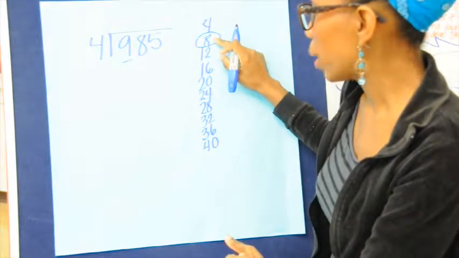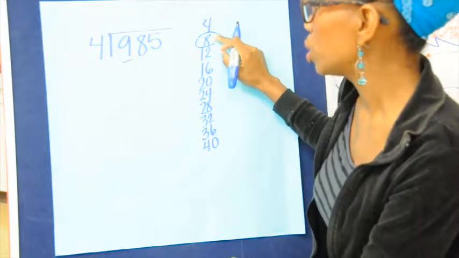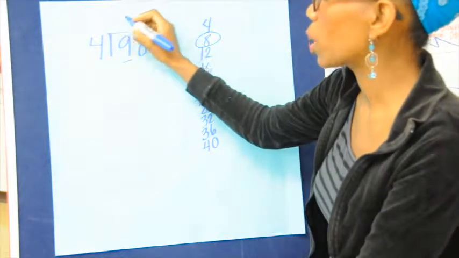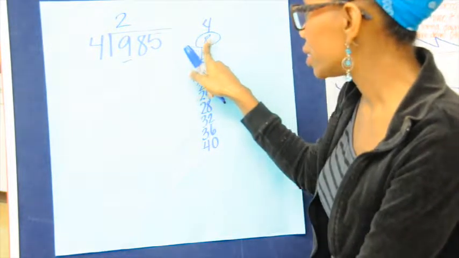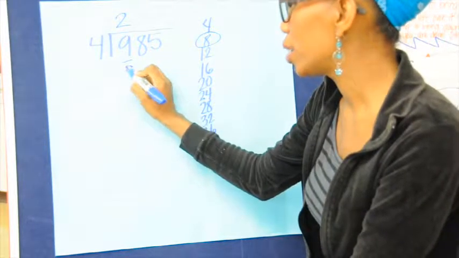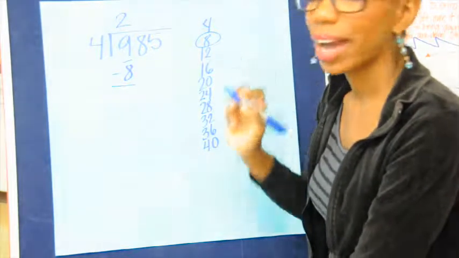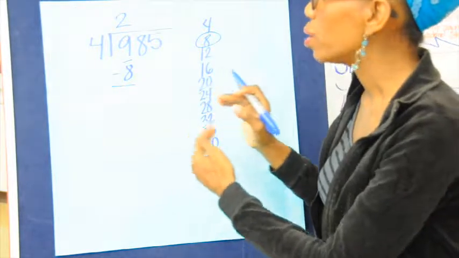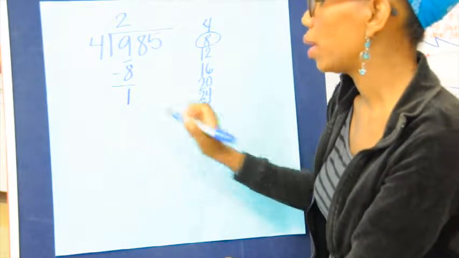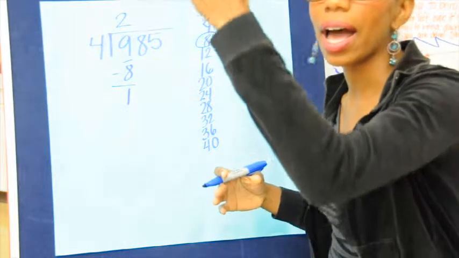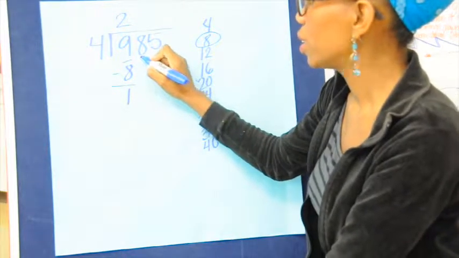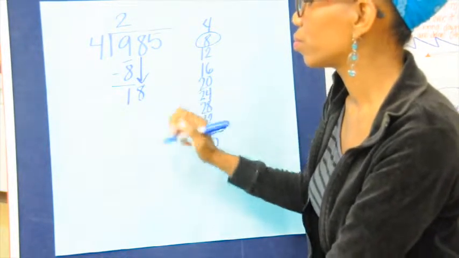So, how do I get to 8? 4 times 2. So it's the 1, 2. It's the second multiple. I write 2 up top. And then I just take this multiple and I write it right underneath my 9, and then I subtract. 9 minus 8 equals 1. After I subtract, I bring down. Okay, bring down my 8.